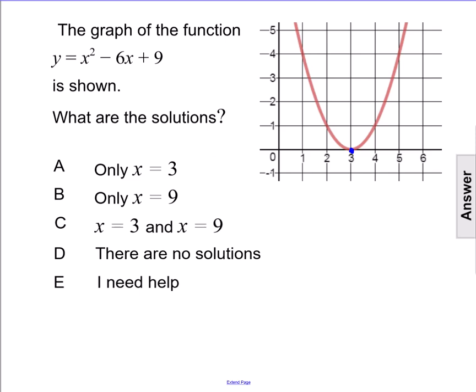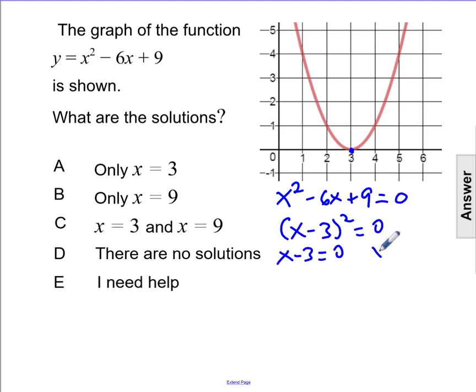If we didn't have the advantage of the graph, we could solve this algebraically by taking x squared minus 6x plus 9 and setting it equal to 0, because the x-axis occurs when y is equal to 0. And when we factor this, we have x minus 3 squared. And x minus 3 squared means we have two of them, so we're going to have x minus 3 is equal to 0, and the other x minus 3 will equal 0. And that's just a long way of saying that occurs when x is equal to 3. So either way, whether we solve it algebraically or graphically, we see the correct answer is A, only at x equals 3.